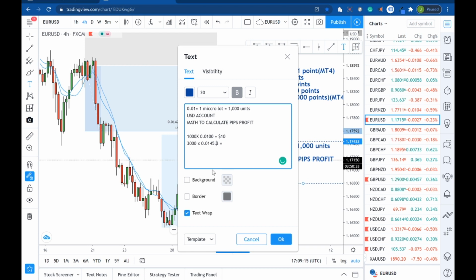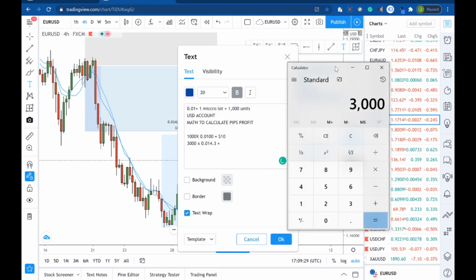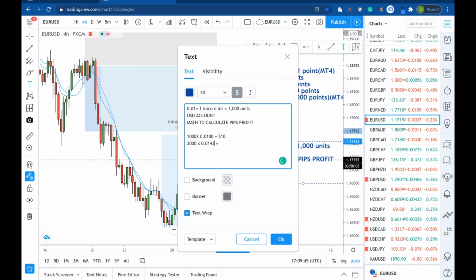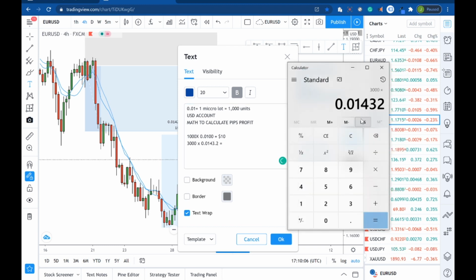Let me show you how to do the math on this, and it's the exact same way. We're going to type 3,000 times 0.014. Sorry, we're missing a digit here, my bad. 143.2. So we know that 2 at the end is the micro pip. Sorry about that little confusion. 43, and then we just add the 2. When we do our math, we get 42.96.